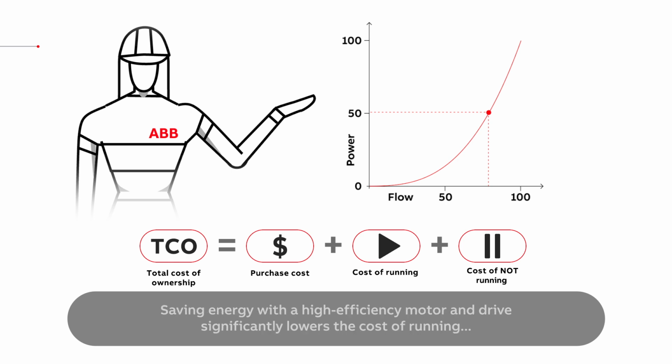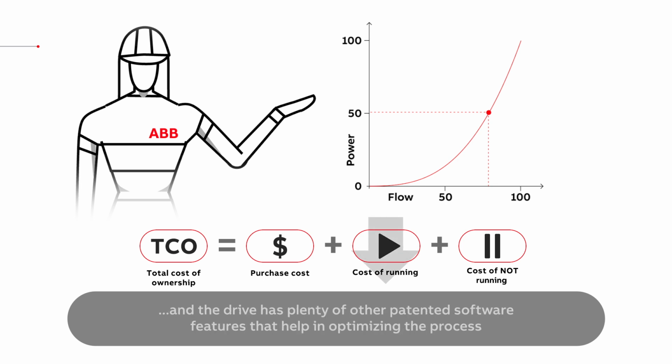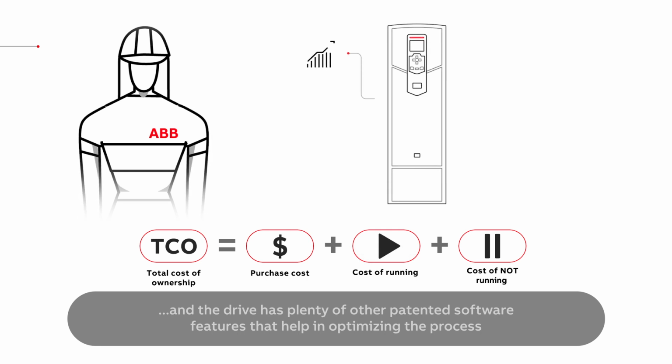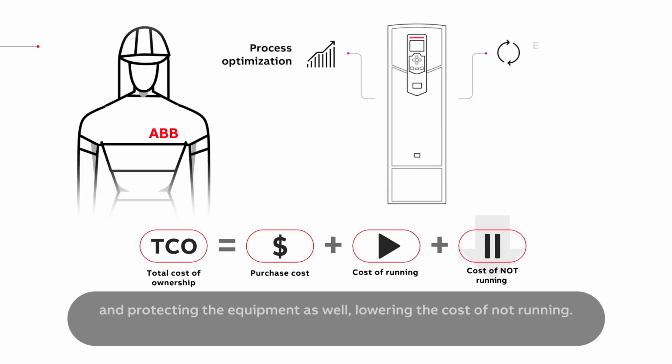Saving energy with a high-efficiency motor and drive significantly lowers the cost of running. And the drive has plenty of other patented software features that help in optimizing the process and protecting the equipment as well, lowering the cost of not running.